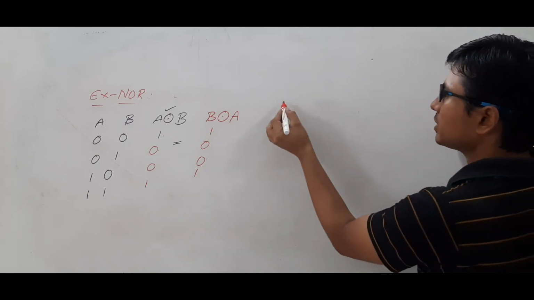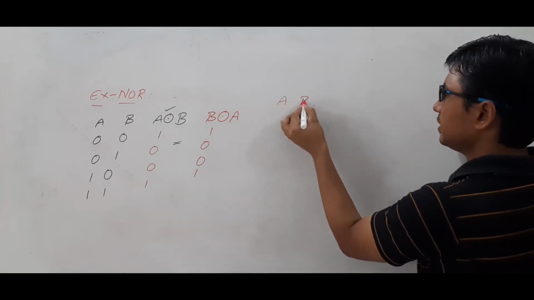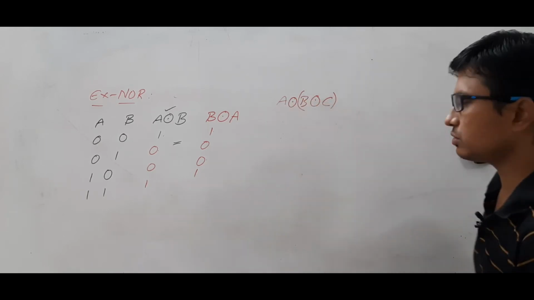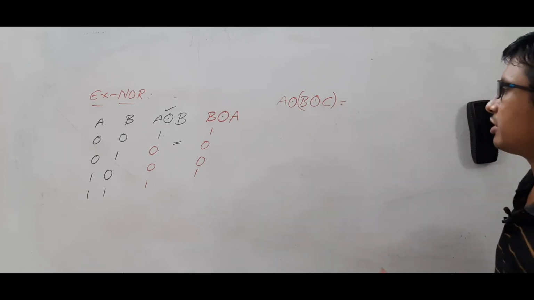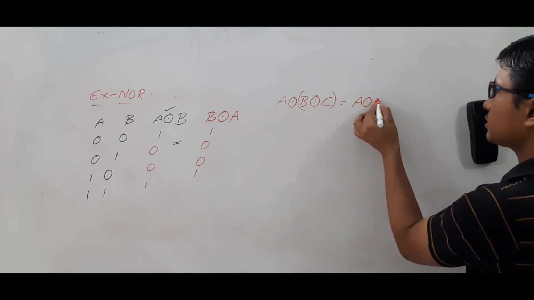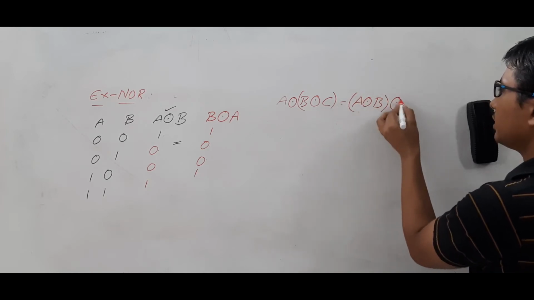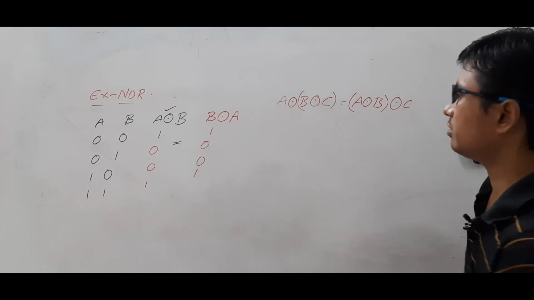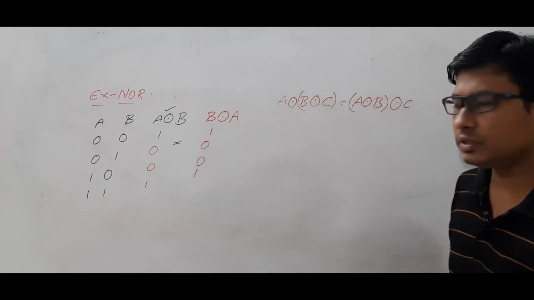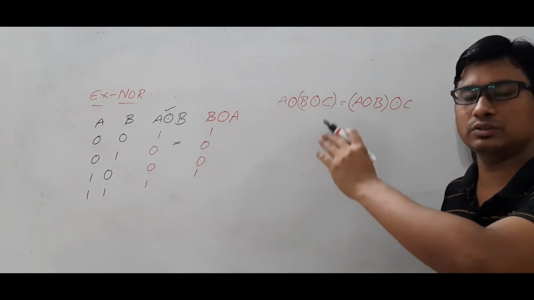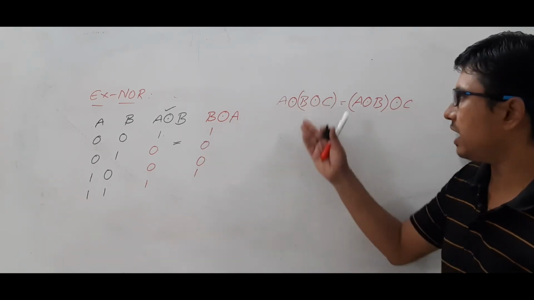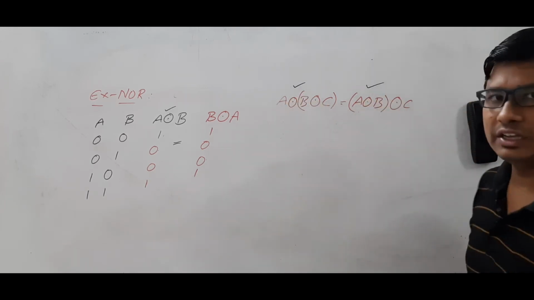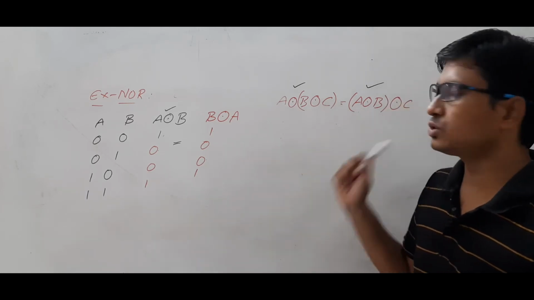What is the associative property? A, B, C. You take the exclusive NOR such that the right associative should be equal to the left associative. Left associative means A exclusive NOR B, then exclusive NOR C. Now I can do the truth table, keeping the A value, B value, C value. I will get 8 combinations and find the output for each function. If they are equal, I can say that these two are equal.